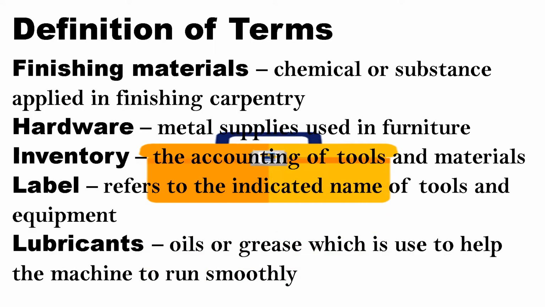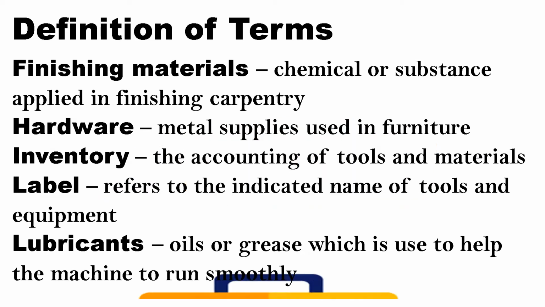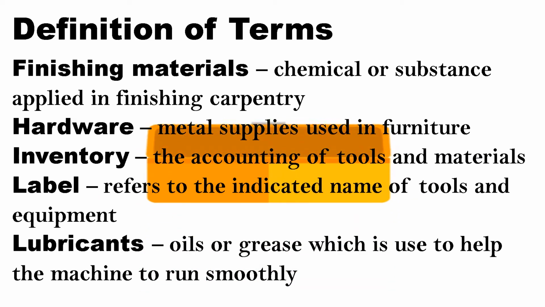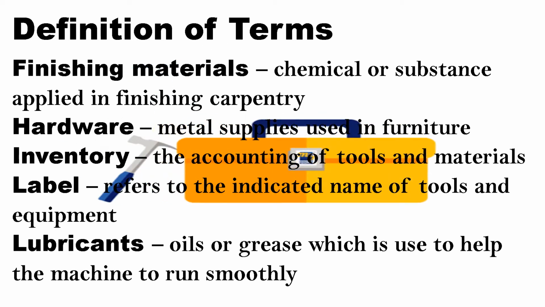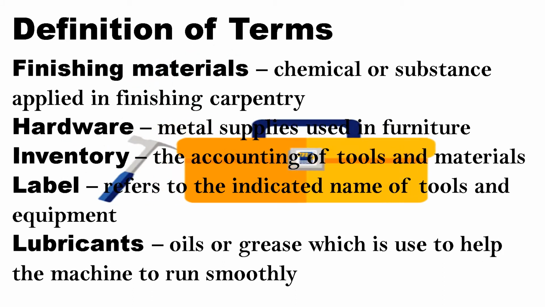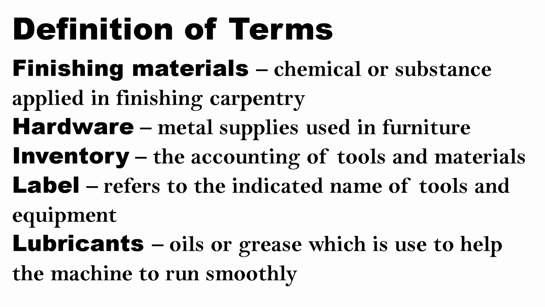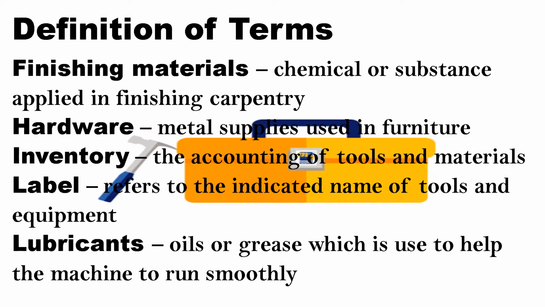We have definition of terms. Finishing materials: chemical or substance applied in finishing carpentry. Hardware: metal supplies used in furniture. Inventory: the accounting of tools and materials. Label: refers to the indicated name of tools and equipment. Lubricants: oils or grease which are used to help the machine run smoothly.